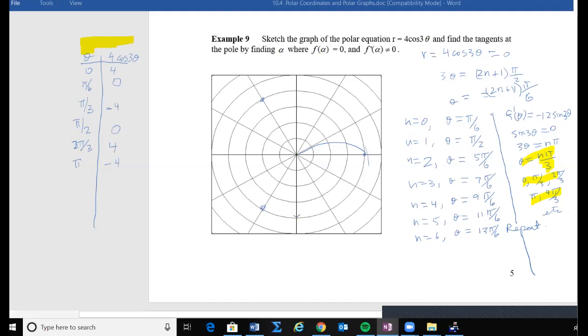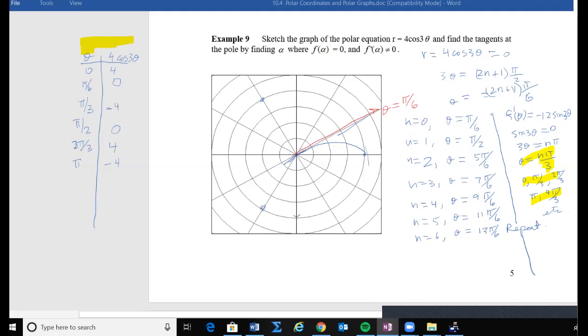And when theta is 0, r is 4. So I'm all the way out here at 4. By the time I get to pi over 6, I've actually already gone all through here and stopped at the origin, or the pole. And that's my tangent to the pole right there. That's this line. Comes in here. Draw that like so. That's my tangent. That's theta equals pi over 6. And the graph just kind of scoots in there, tangent to that pole right at that angle.